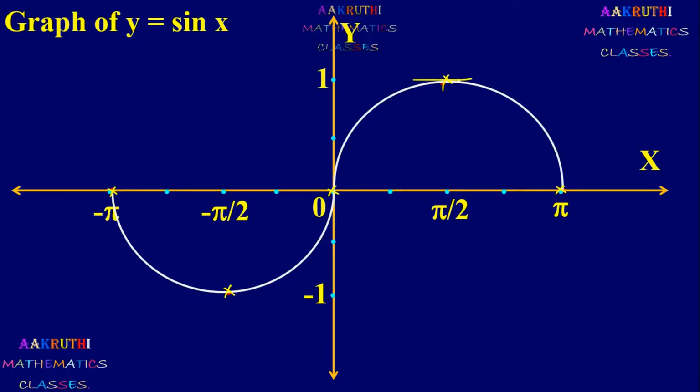So here the highest value is 1 and the least value is minus 1. Therefore the range for sine x is minus 1 to 1.